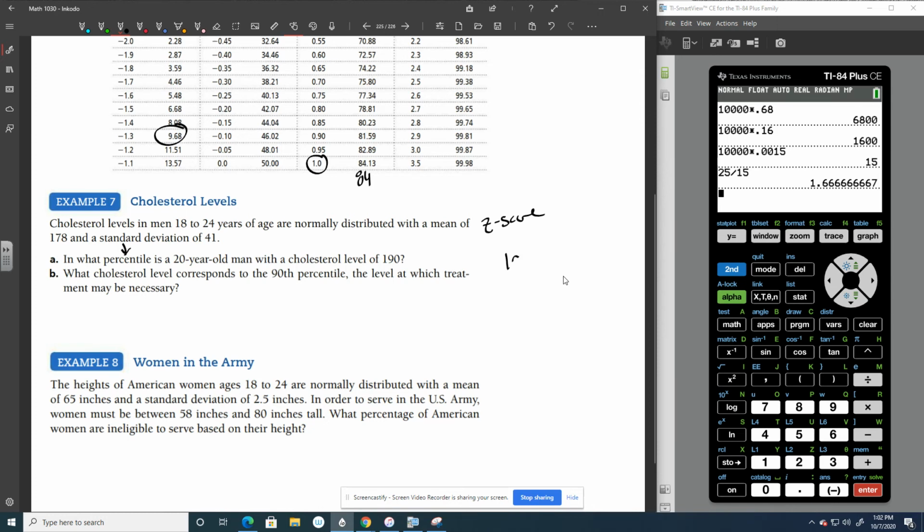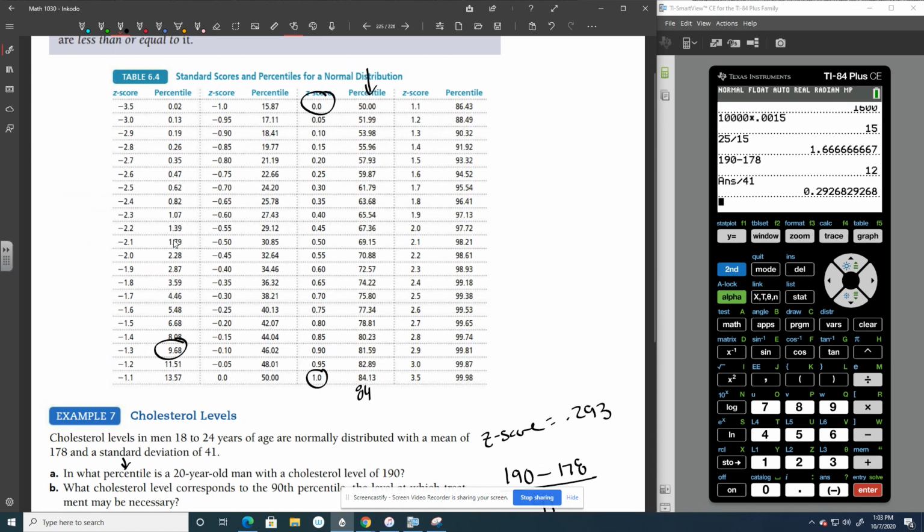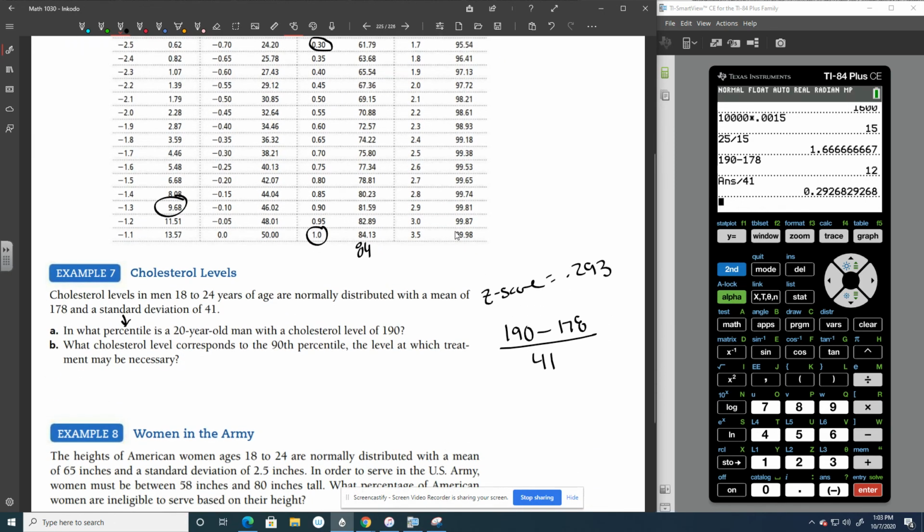All right, so if I'm at 190 and my average is 178 and my standard deviation is 41, I'm going to take 190, minus that 178 and hit enter, and then divide by 41. So my z-score is 0.293. Okay, so if I go and look for that here, it's a positive 0.293. 0.293 is at about 0.3. So that means I'm in the 61, 62 percentile.